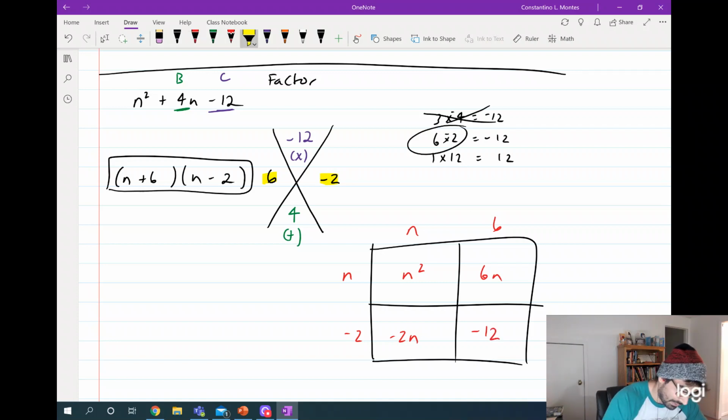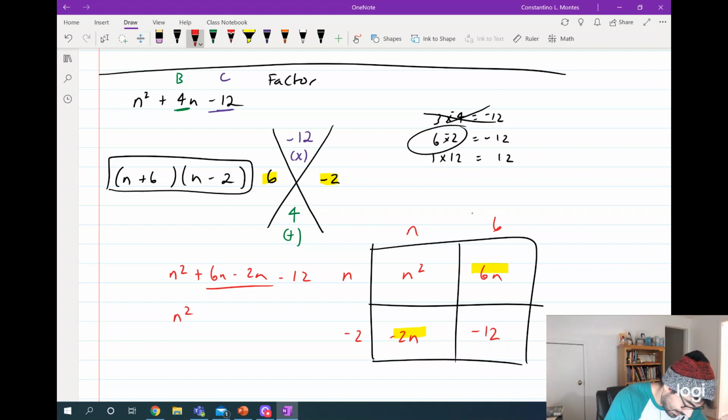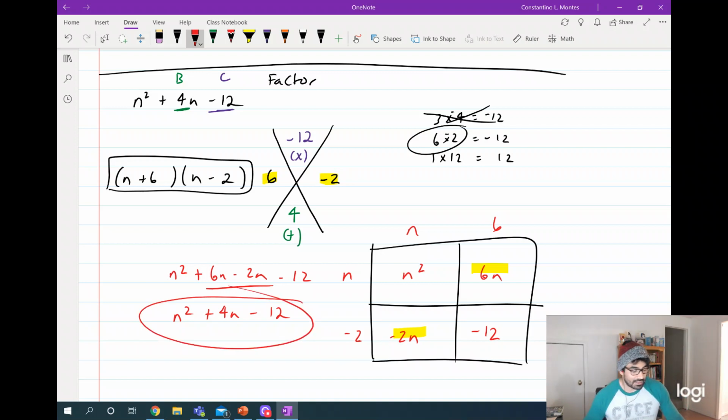Okay, we have like terms here. So we have n squared, 6n minus 2n, minus 12. Like terms, right? n squared plus 4n minus 12. Did we get the same thing? Yes, we did. That is what we started with. So our answer is correct.